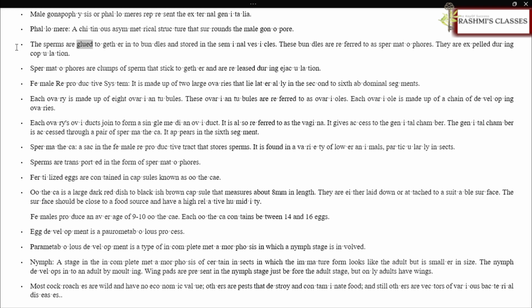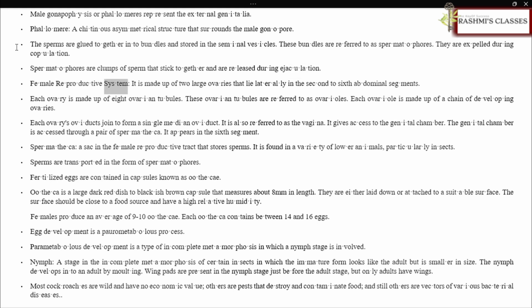The sperms are glued together into bundles and stored in the seminal vesicles. These bundles are referred to as spermatophores. They are expelled during copulation. Spermatophores are clumps of sperm that stick together and are released during ejaculation.